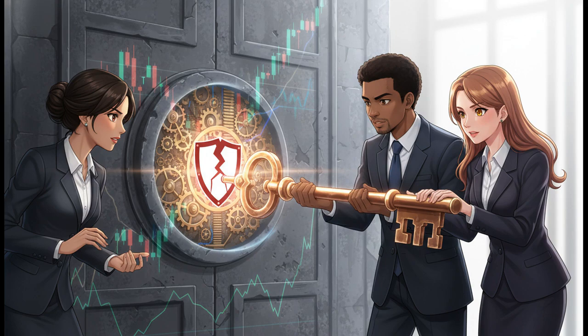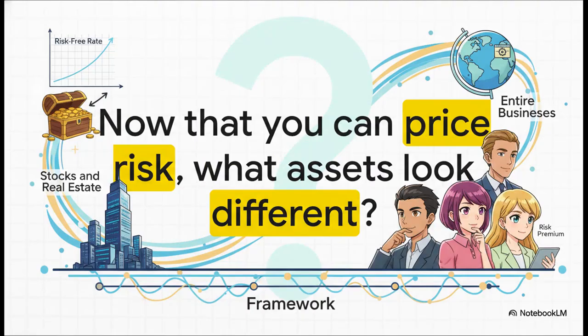risk we're taking. You know, this whole idea, this framework of starting with a safe rate and then adding on a carefully calculated price for risk, that's not just for bonds. That's pretty much all of finance. It applies to stocks, to real estate, you name it. Which leaves us with the final question for you. Now that you have this tool for pricing risk, what promises out there would you start to look at a little differently?